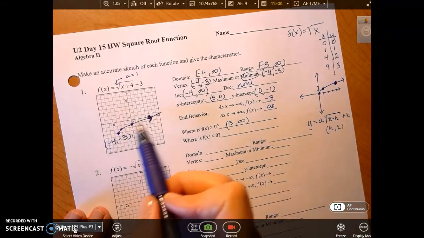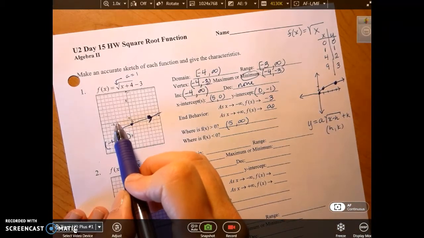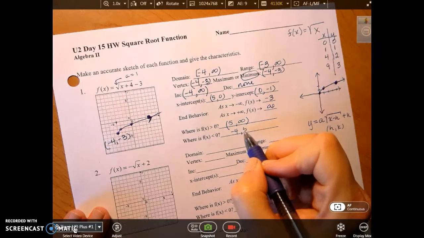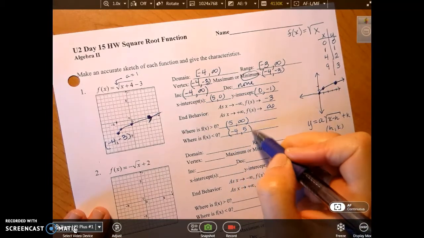And then where is it below? Well, it's below anywhere from the -4 to this 5. So -4 to 5. And I'll use parentheses here.